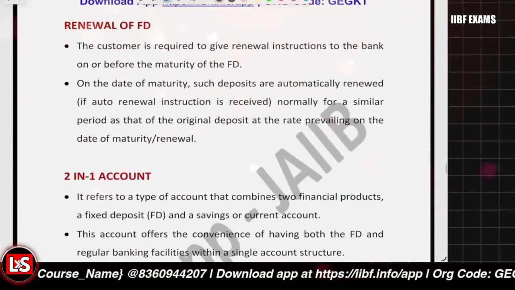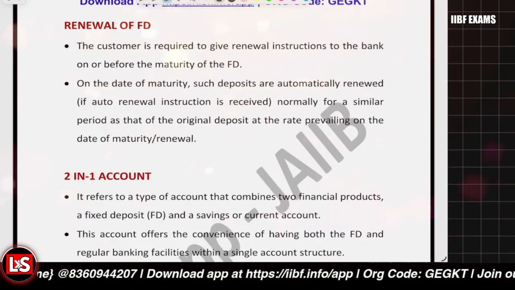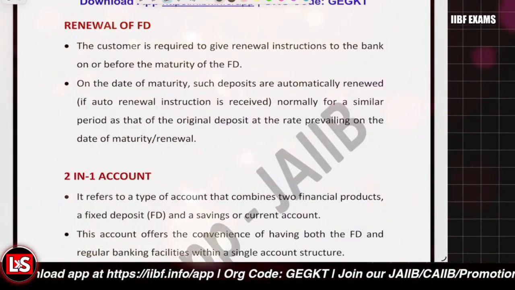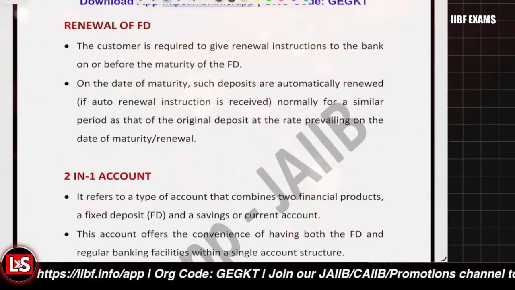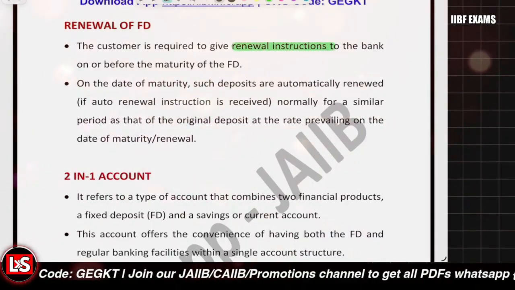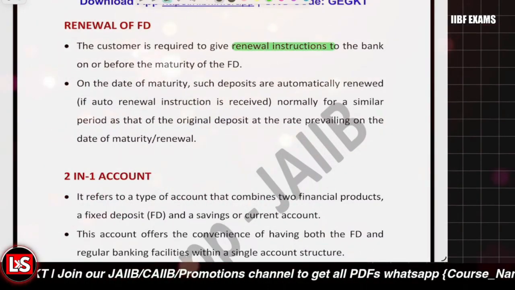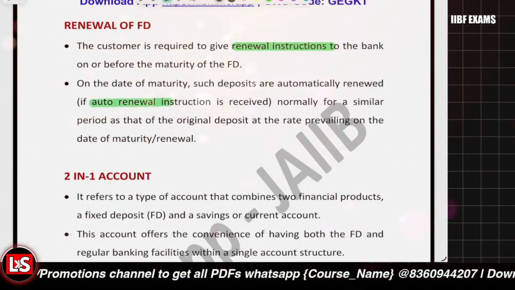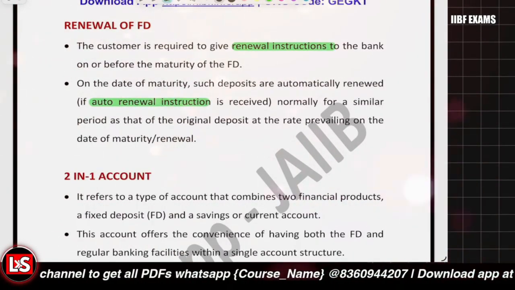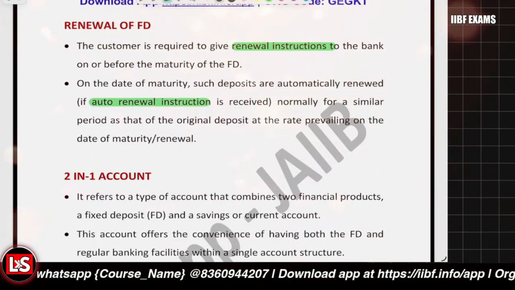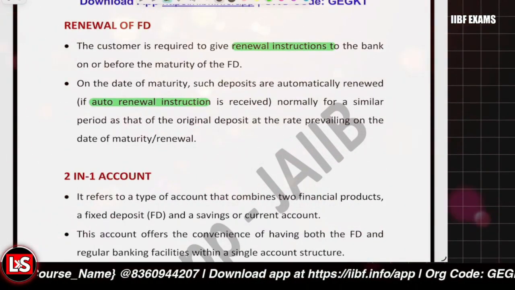Then it's related to the renewal of the FDR. Customer instruction is to be given on or before the maturity. Let's say the auto renewal instruction is given. So for the same tenure, the FD will be renewed at the prevailing rate of interest that will be applicable at the time of the maturity.